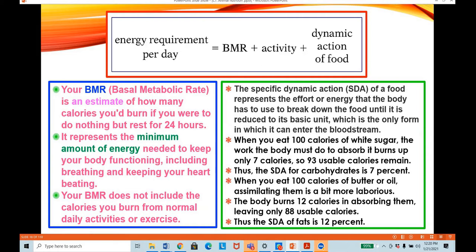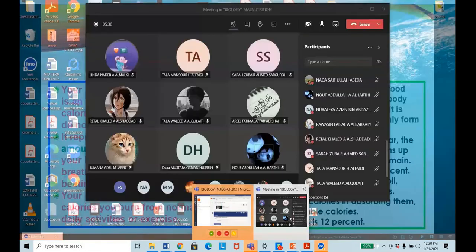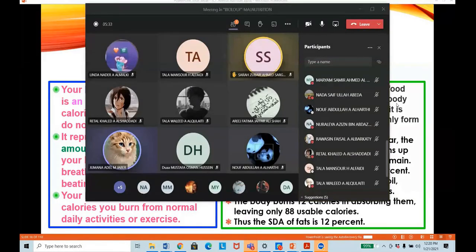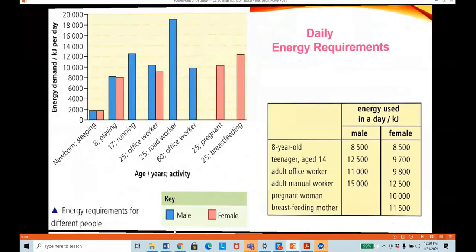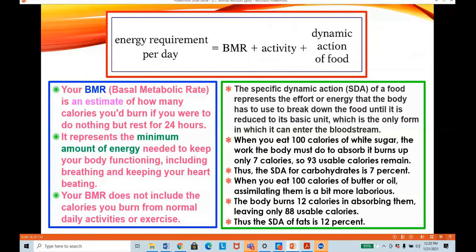Very good. Now, who's going to tell me what is BMR? Quickly read out the definition from the slide here. What is BMR? Basal metabolic rate. Yes, Sarah. What is the definition of basal metabolic rate? It's basically the energy that is used up even when you're not doing anything, you're sleeping or you're resting. Very good. The energy used by the body to perform the functions even when you're at rest.